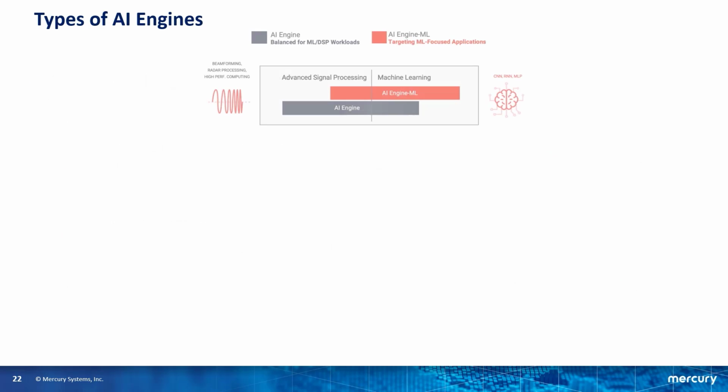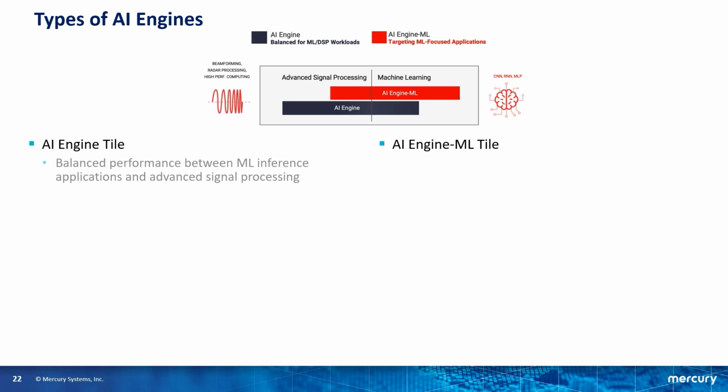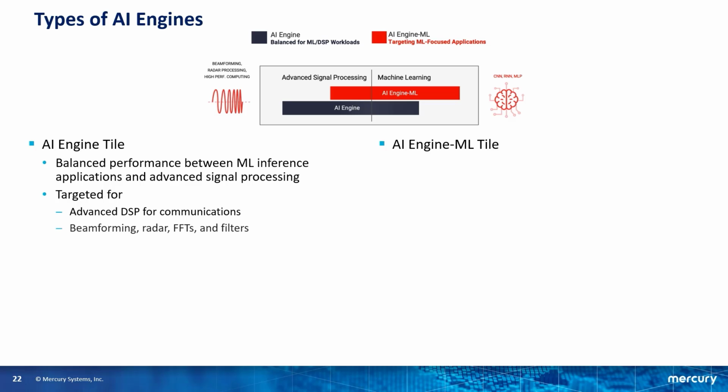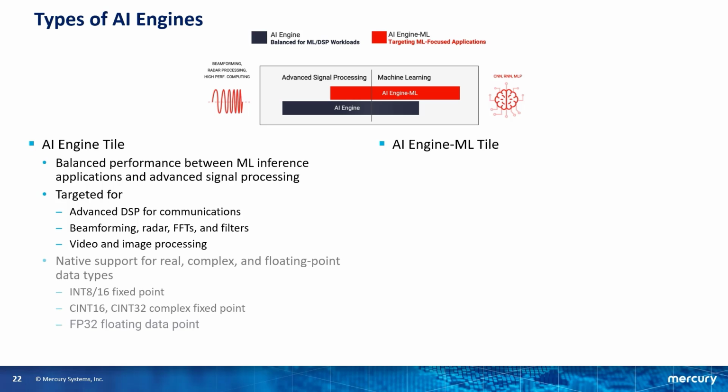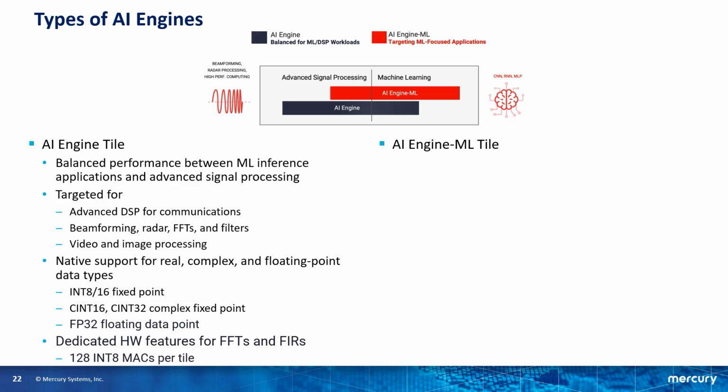There are 2 types of AI engines, the general AI engine tile and the AI engine ML tile. The AI engine tile offers more balanced performance between ML inference processing and advanced signal processing. Some targeted applications include advanced digital signal processing for communications, beamforming, radar, FFTs and filters, and video and imaging processing. The AI engines support a range of real, complex, and floating point data types, with dedicated hardware for FFTs and FIRs.